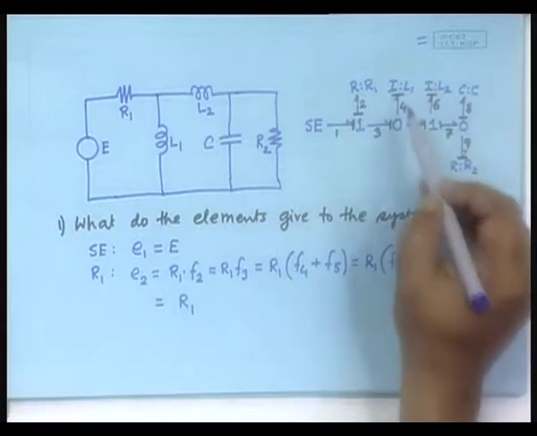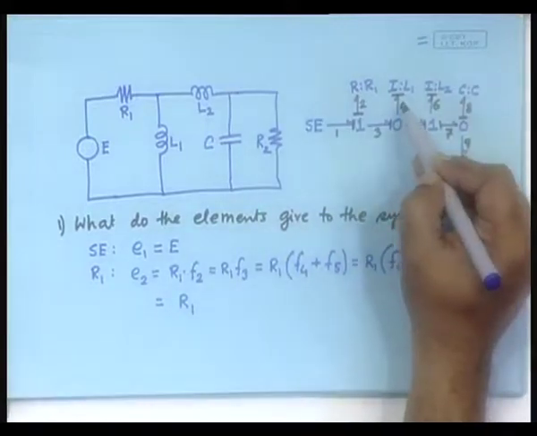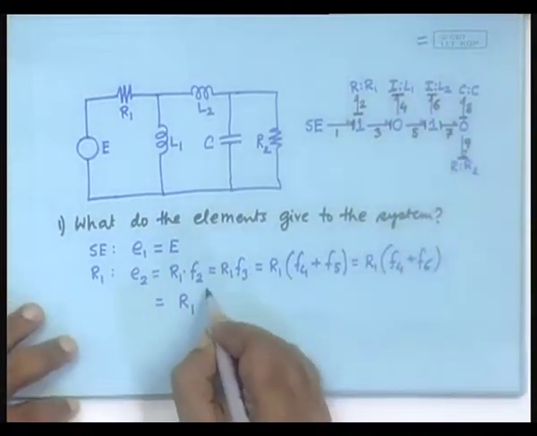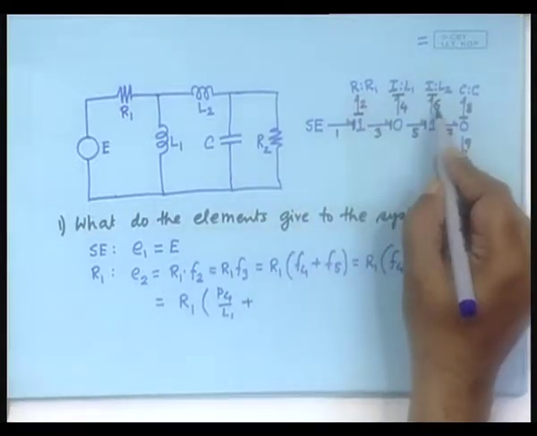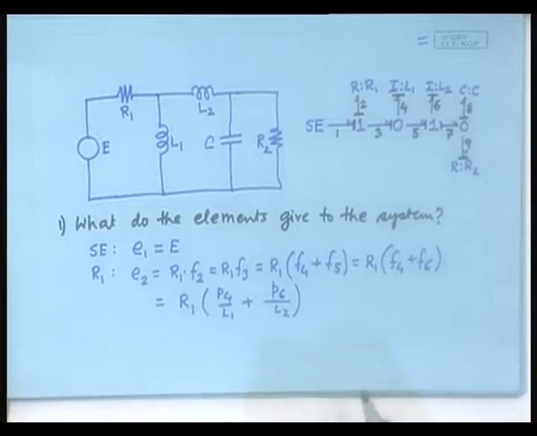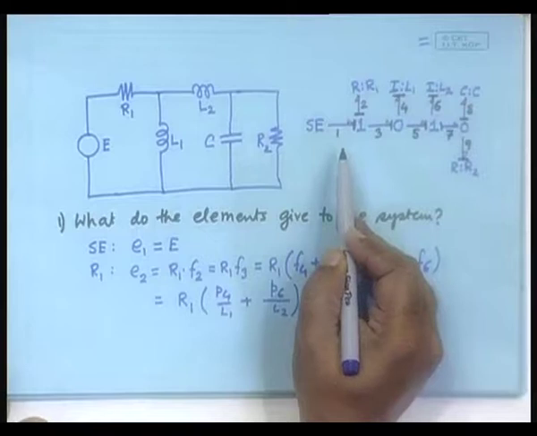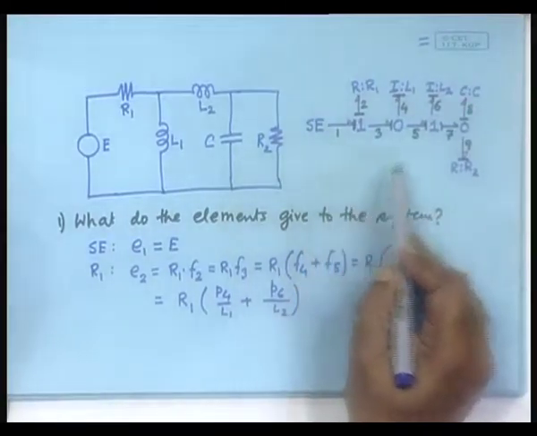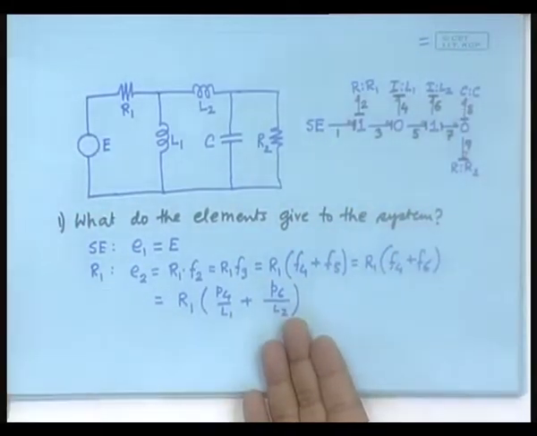Actually, while writing this, we should have done it for the storage elements first, because then it would be directly available, but we can see F4 is P4 by L1. So, it is P4 by L1 plus F6 is P6 by L2. Done. Have you noticed how we went about? We basically try to figure out where does the information get created, and we reach that particular thing. This will always be some storage element, and therefore, ultimately we get the right hand side in terms of the state variables.